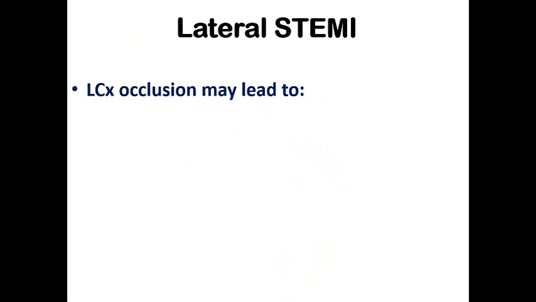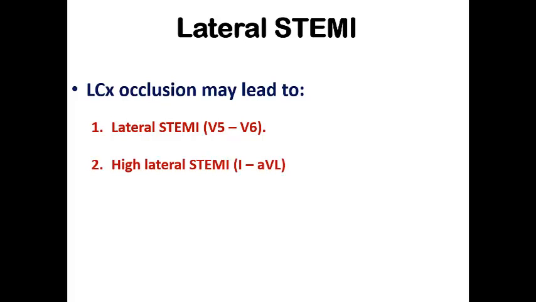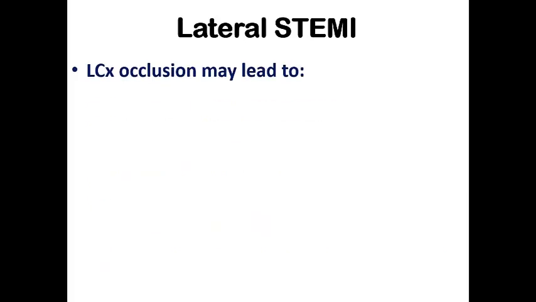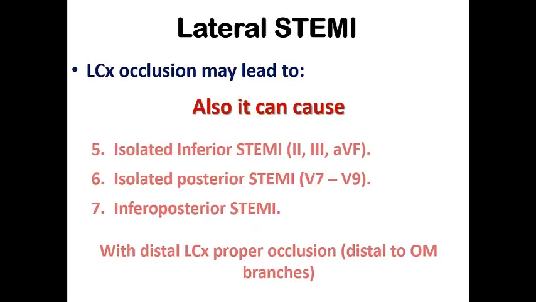So lateral STEMI is mostly caused by LCX occlusion, and LCX occlusion itself may lead to lateral STEMI involving ST elevation in V5, V6; high lateral STEMI involving 1 and AVL; infralateral STEMI with ST elevation in V5, V6, 1, AVL plus the inferior leads; or infraposterolateral STEMI as the same, including also ST depression and R/S ratio more than 1 in V1 to V3. But it can also cause isolated inferior STEMI, isolated posterior STEMI, or infraposterior STEMI in case of distal LCX proper occlusion.